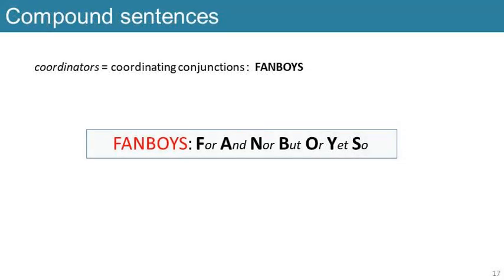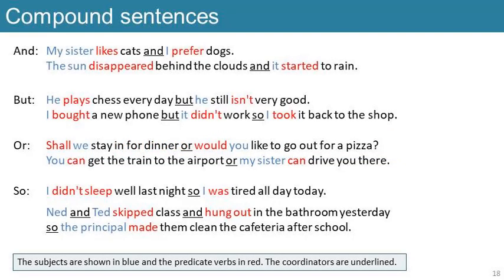The second sentence type is the compound sentence. This is a sentence with 2 or more independent clauses joined by a coordinator, that is, a coordinating conjunction. The coordinators are often referred to in English teaching materials via the mnemonic fanboys. The most common of the coordinators are and, but, or so.